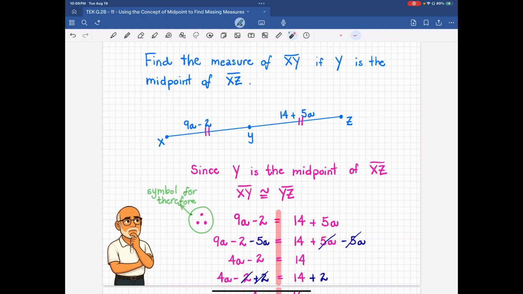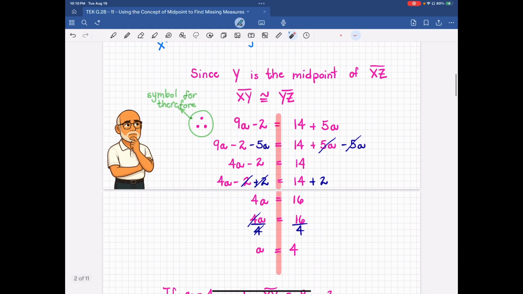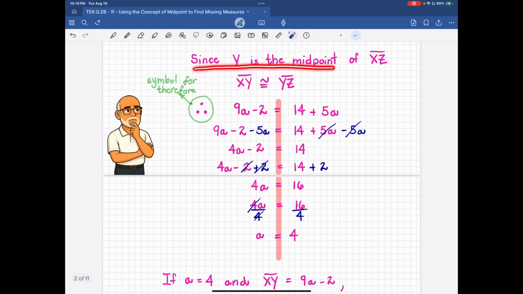If Y is the midpoint and these two line segments are congruent, then you know that this has to be equal to this. These two algebraic expressions have to be equal. So we have right here, since Y is the midpoint of XZ, I can say that XY is congruent to YZ. Now, you're going to see this symbol a lot in geometry. If there are three dots that make a triangle, that is shorthand for the word therefore. Three dots means therefore.